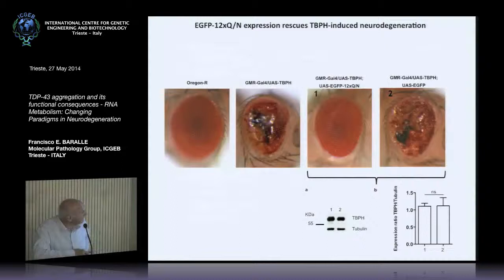This is specific, and if you co-express GFP and not GFP12QN, the eye remains necrotic, and this is not because the amount of TBPH falls. It's because it's sequestered in an insoluble, non-functional form. Because here you have the levels, and they are comparable between this eye and this eye.